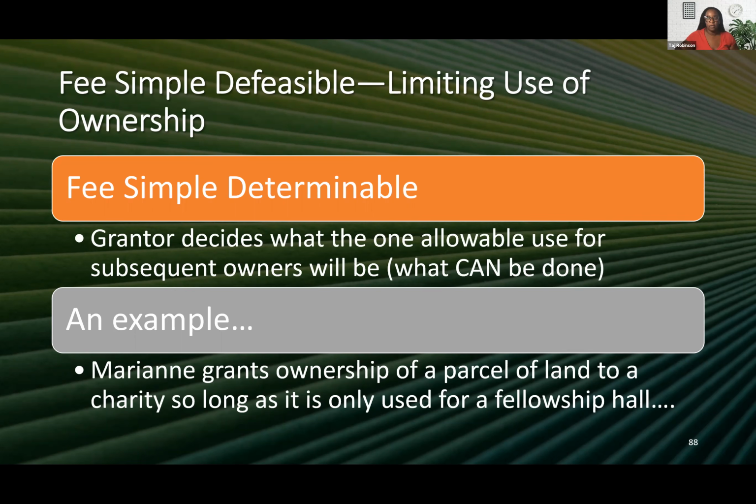Travis, I have a question for you. Okay, go ahead, Tosh. When it comes to the fee simple determinable, say for instance, going back to your example of this property can only be used for a church fellowship hall.